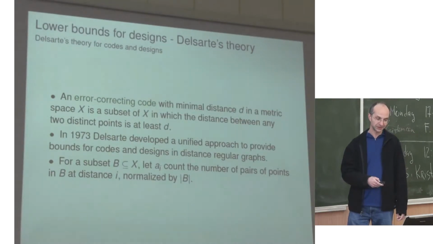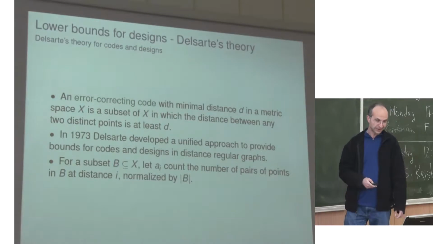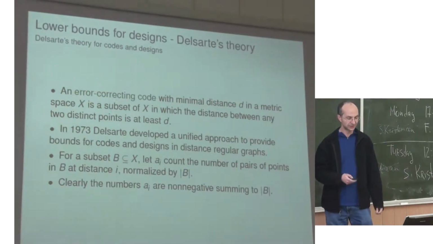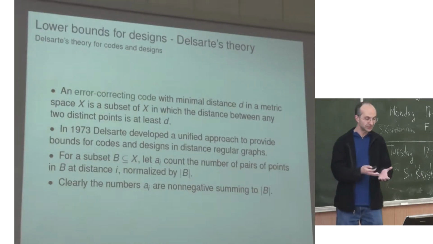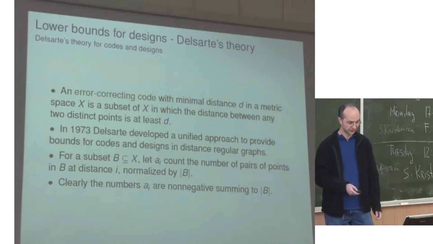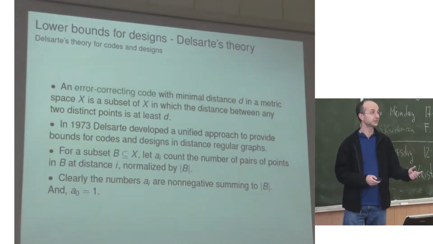We have a subset of a metric space, and we count numbers of pairs of points in the set at a given distance. So A_i counts points in X cross X at distance i, and we normalize by the size of the set. This is very simple, just to have some experience with these numbers. The A_i are definitely non-negative; they count something, and they sum to the cardinality of the set, because there are b squared pairs, and I normalize by b, so the sum has to be b. And A_0 is 1: the number of pairs of points at distance 0 just counts each point paired with itself, so you have b pairs like that, and A_0 is 1.